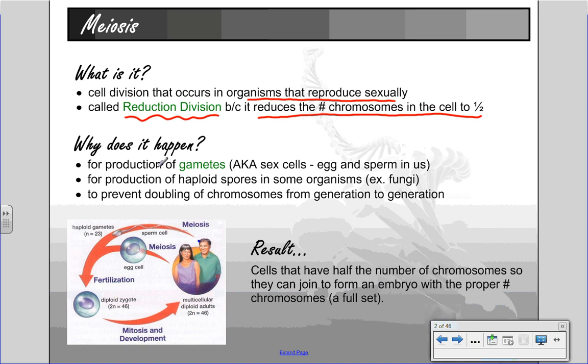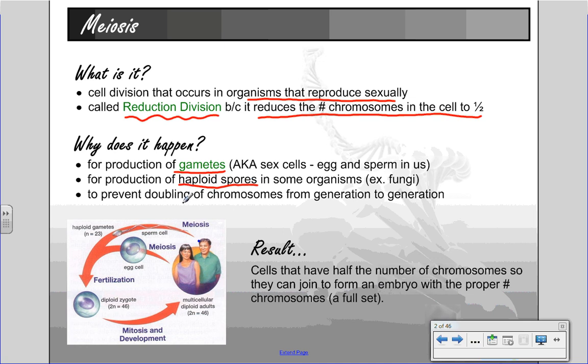So why does it happen? It happens in us for the purpose of making gametes, which is a term that basically means sex cells. So in us, it's to make egg and sperm. In organisms like fungi, instead of egg and sperm, they make haploid spores. So they make sexual spores that are haploid. And haploid, our gametes are also haploid. It's just a term that is referring to the number of chromosomes. So they're cells that are made that have half the number of chromosomes.